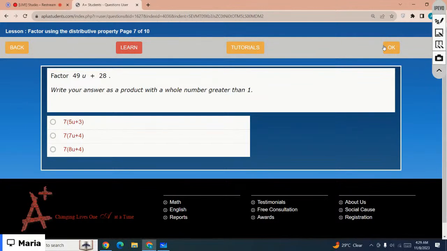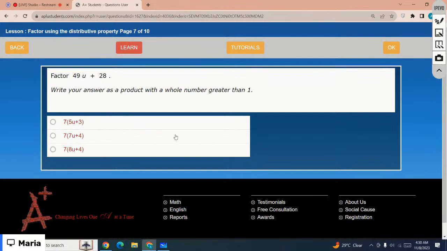Very good. Option number... Basically, you have to look for a number that can divide both the values, right? You have 49 and 28. So think of a number that can divide, basically, that is the reverse of the distributive property we just did, right? So, which is the number that can divide 49 and 28? That is 7. So 7 times 7 is 49 and 7 times 4 is 28.